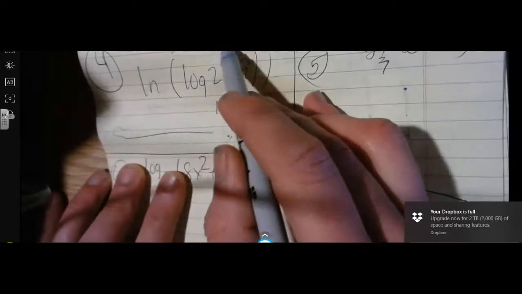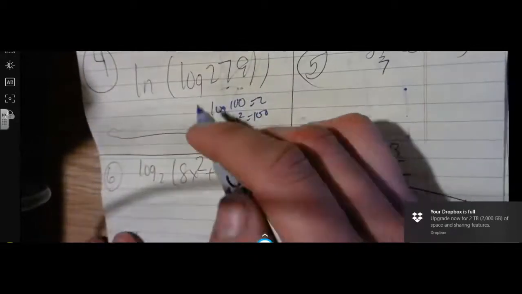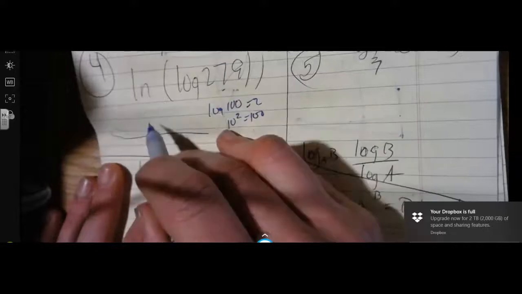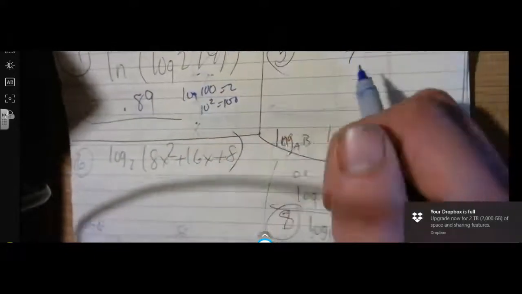So this is like ln of 2 plus. So you know this answer is going to be below 1 most likely. So directly type into your calculator and you should get 0.89. Do that on your calculator to convince yourself.